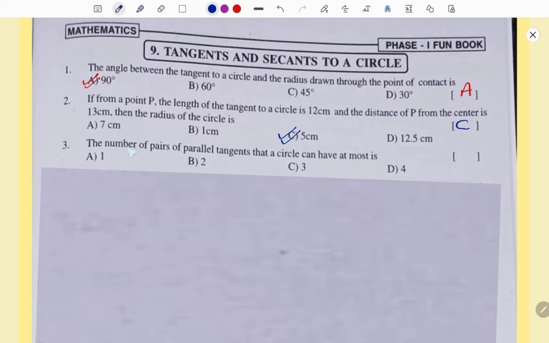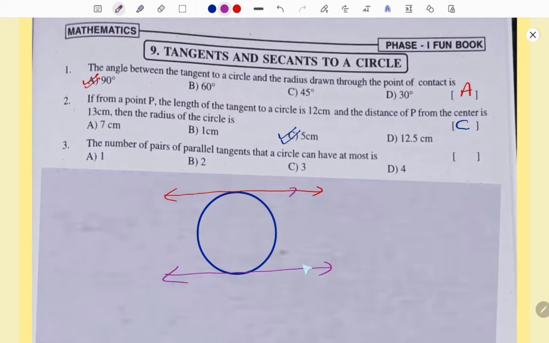Third question: the number of pairs of parallel tangents that a circle can have at most is... Suppose you take a circle. Here I draw one tangent. How many tangents can you draw parallel to this tangent? Yes, exactly, only one. These two are the only parallel ones; there are no other parallel tangents. That's why your option is A, 1. I hope all have understood this one.